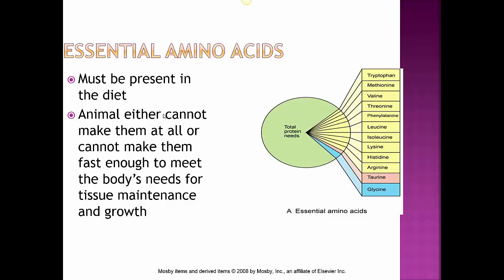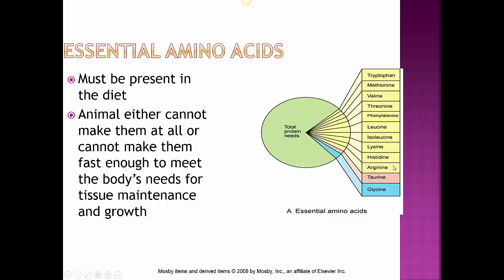So when we look at it, for all animals, there's 1, 2, 3, 4, 5, 6, 7, 8, 9, 10 of the 22 amino acids that are going to be essential for all animals. And if you look on page 293, they show you some of the essential amino acids, and also over here on the side, some of the non-essential amino acids. The essential ones are going to be tryptophan, methionine, valine, threonine, phenylalanine, leucine, isoleucine, lysine, histidine, and arginine.